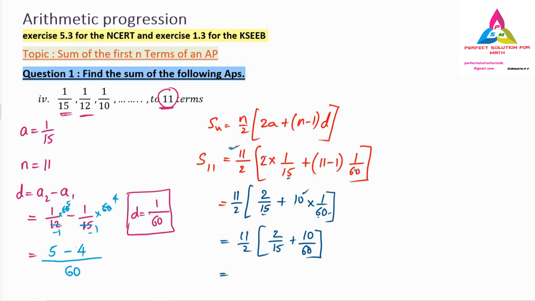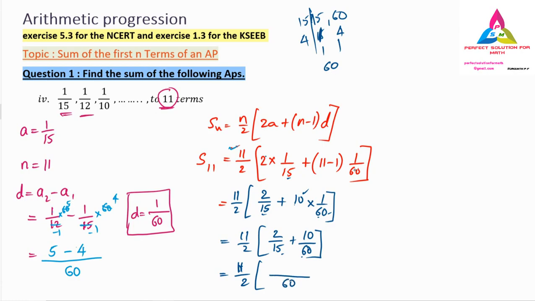So 11 by 2 will remain as it is, but what is the LCM of this 15 and 60? Because we need the same denominator. Again here we have to take the LCM. 15 ones are 15, 15 fours are 60. So the LCM is nothing but 60.